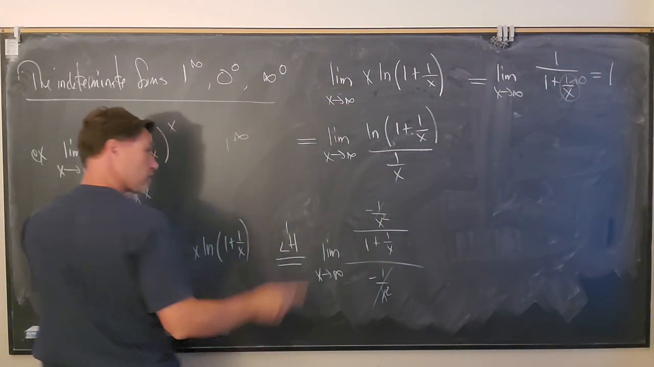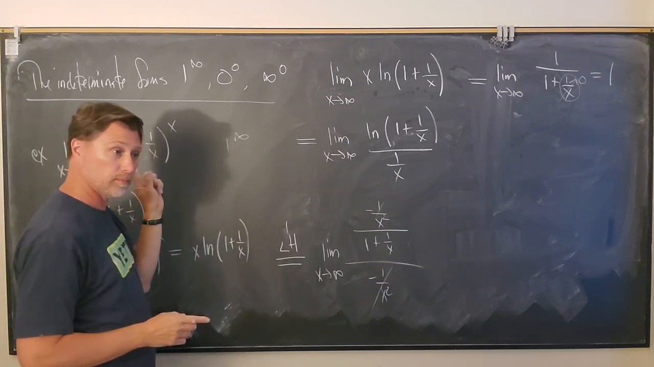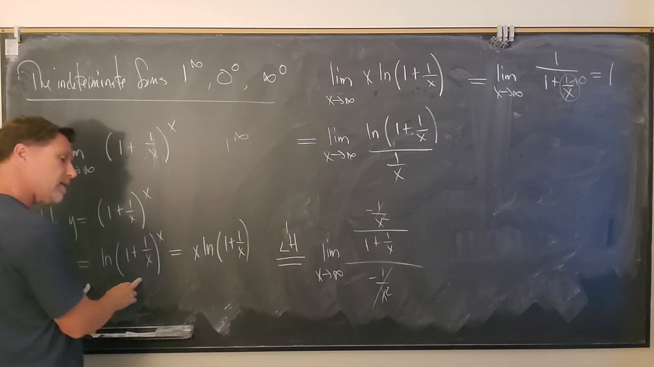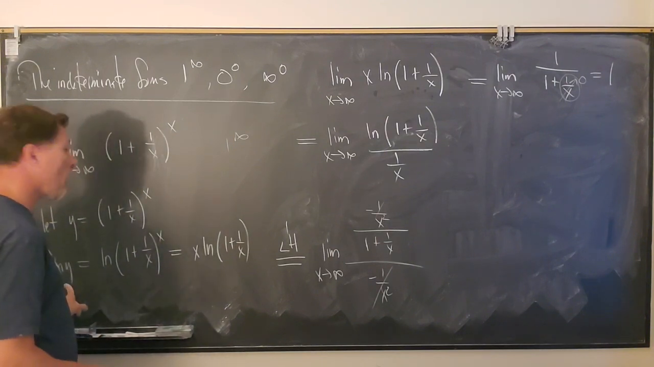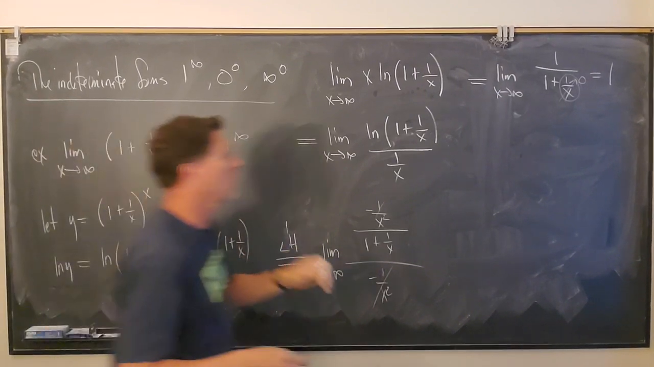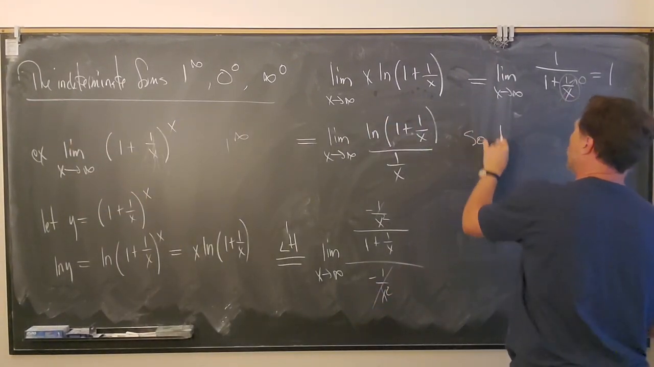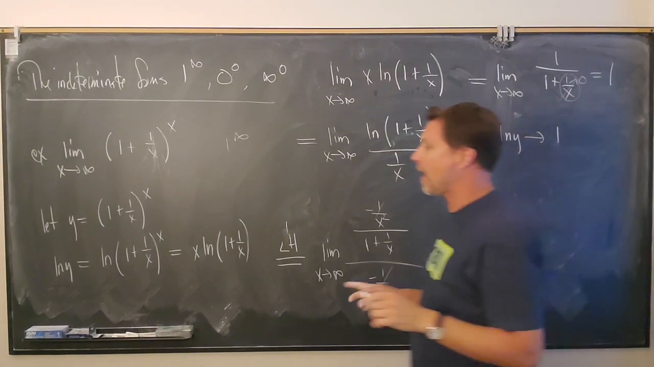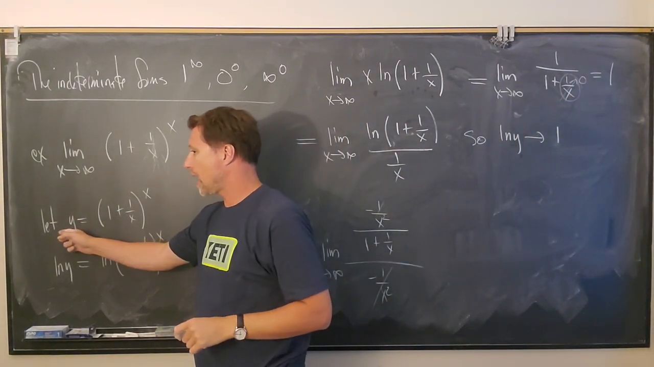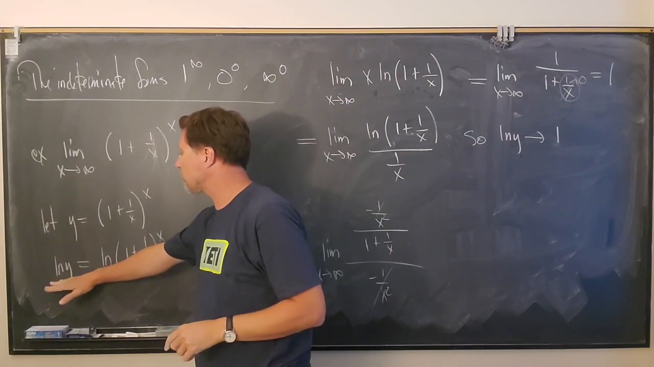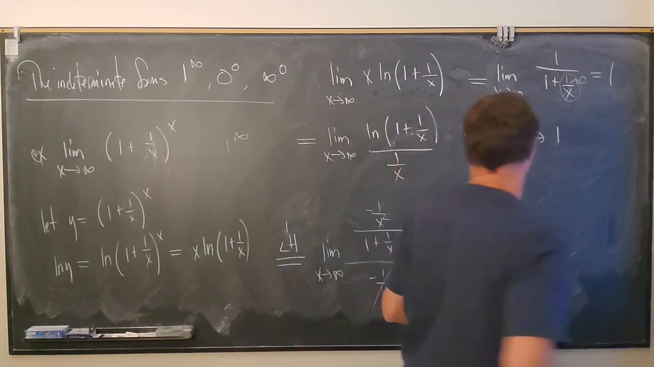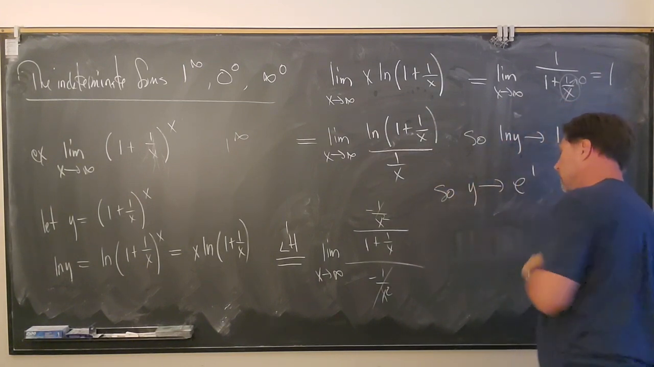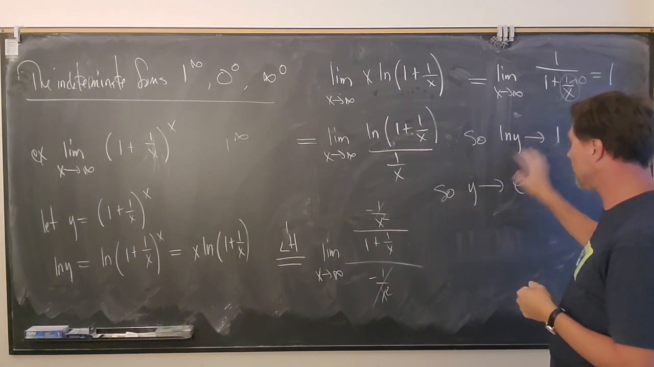Now, the answer to our original problem is not equal to 1. What we just did is we showed that the natural log of y is approaching 1. So let's say that: natural log of y is approaching 1. But we wanted to know the limit of y. We want to know what y is approaching. How do we undo the fact that we did a natural log? We exponentiate. So that tells us that y is approaching e to the 1. Exponentiate both sides of this to figure it out.